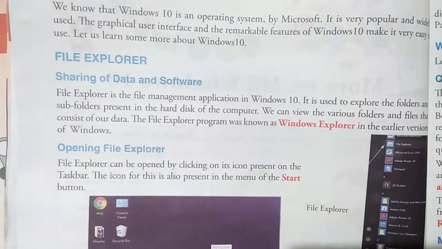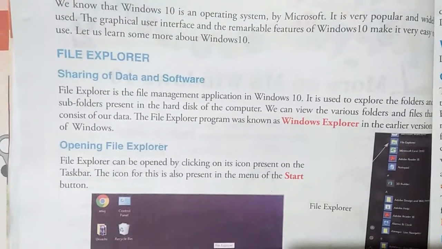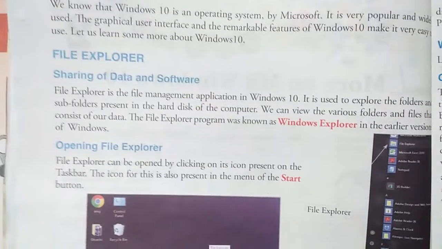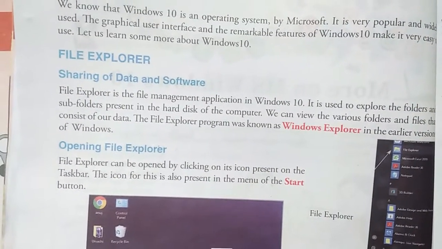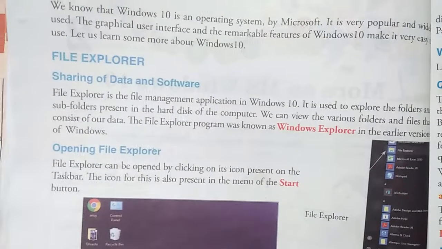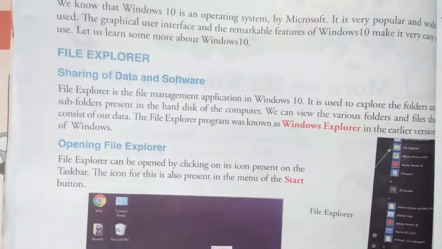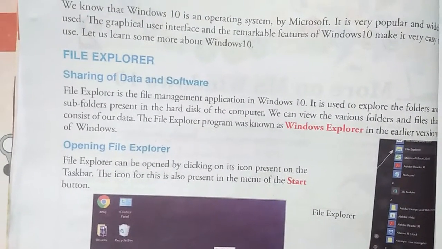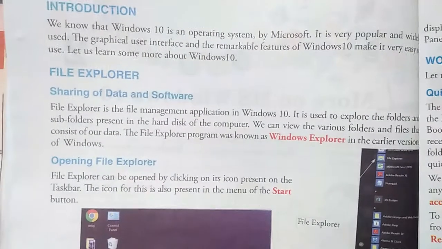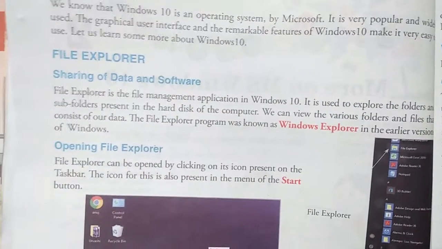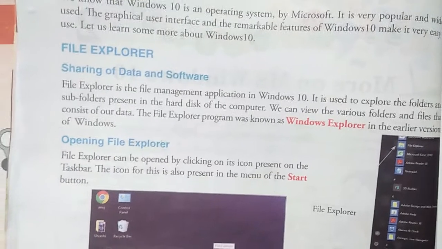Now let's begin the chapter. File Explorer. Sharing of data and software. Nowadays, all of you know that coronavirus is spreading in our areas. So we are sharing data and software through our mobile phones to other mobile phones. Mobile phones are also called a mini computer. File Explorer is a file management application in Windows 10.